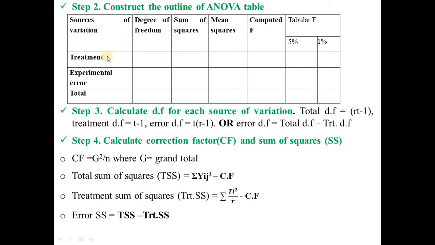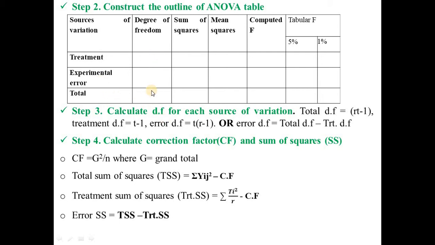This is all about the outline or the skeleton of ANOVA, and the third step is calculating the degree of freedom for each source of variation. That means after we have set the outline, the next step is calculating the degree of freedom for each source of variation. So for the treatment source of variation, the treatment degree of freedom is obtained by subtracting 1 from the number of treatments, that means t minus 1.